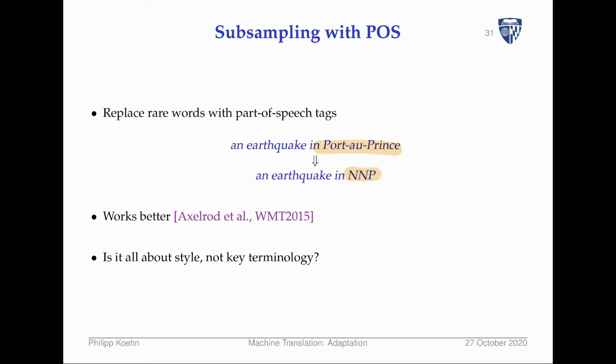There has been work where this was done pretty radically, where really most of the vocabulary was replaced with part-of-speech tags, and it was even shown to work better than the previous method that operates on words, which really raises the question of how much domain adaptation is a matter of just adapting to style. So the style is clear from just the sentence structure, the sequence of part-of-speech tags, and not the terminology.